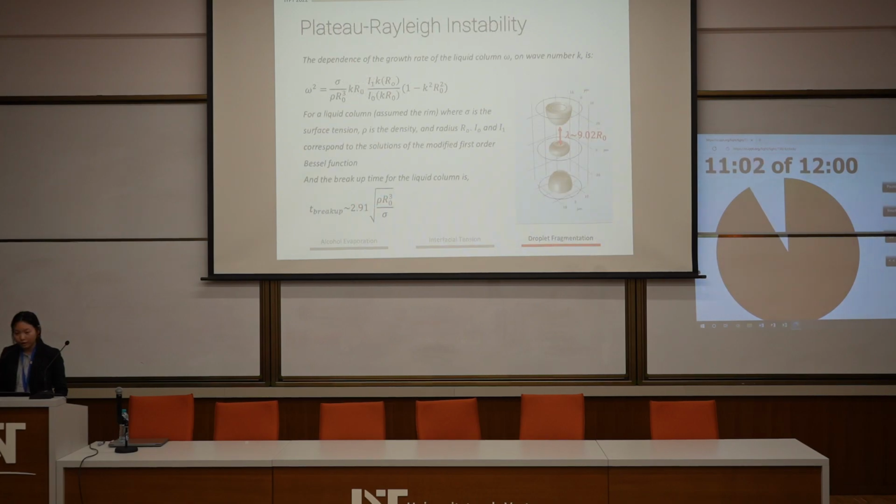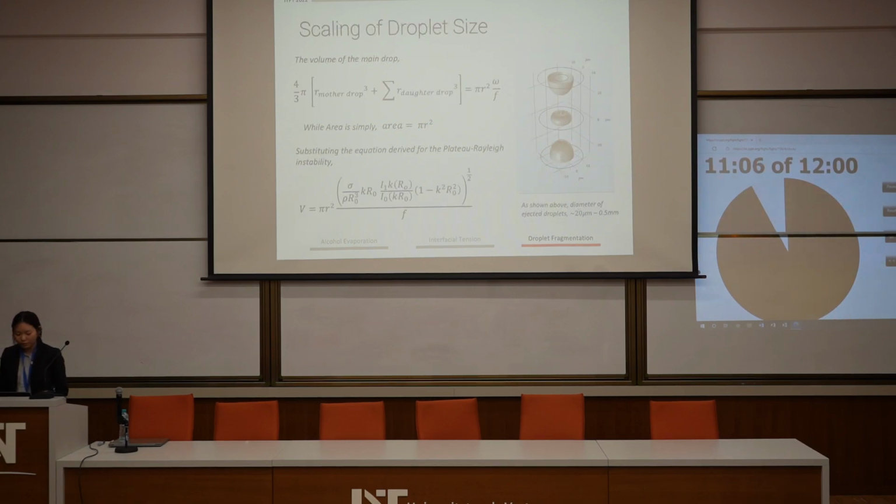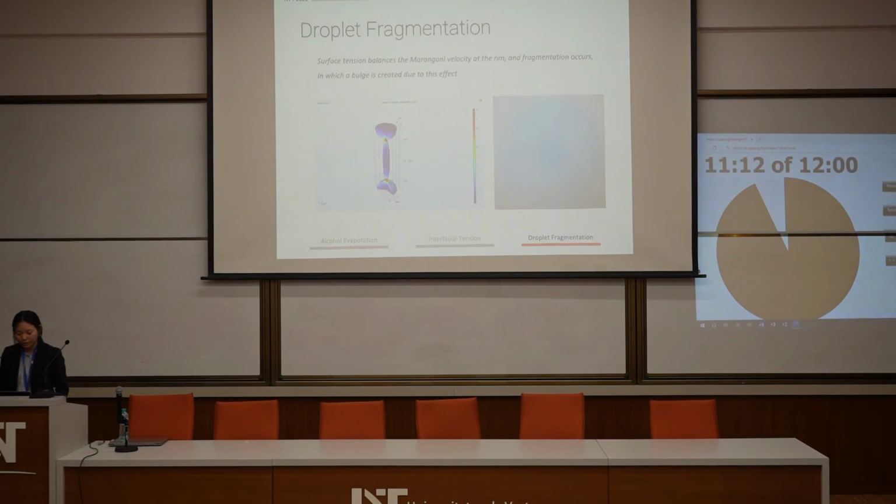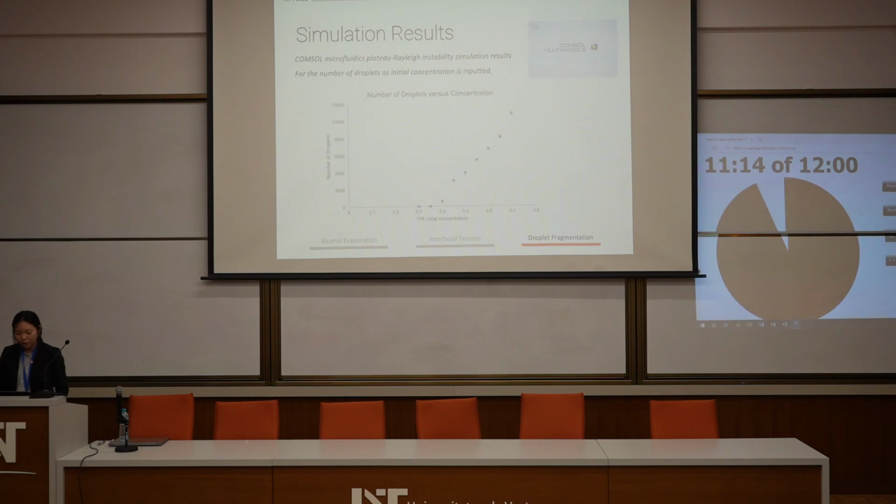Lastly, regarding the Plateau-Rayleigh instability at the rim of the droplet, we can conclude that the volume of the main droplet can be calculated, and with the main droplet being calculated, we can use a simulation to predict that with isopropanol, the increase in concentration will lead to an increase in the number of droplets, but a decrease in the size of the droplets.